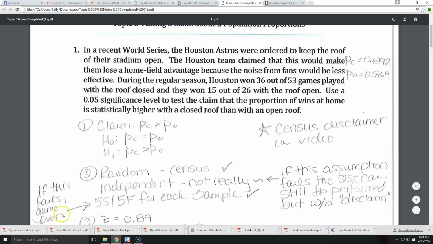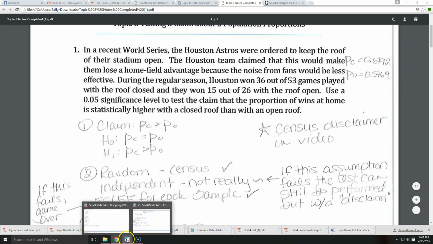We do have 5 successes and 5 failures for each sample. If this one fails, you actually have to stop the test. It's not going to be strong enough to run the test at all. Your confidence interval would be so wide it could span 60, 70%. Maybe it could be that the win rate is from 20% to 90%. That's really not saying anything at all because the confidence interval would be so huge.